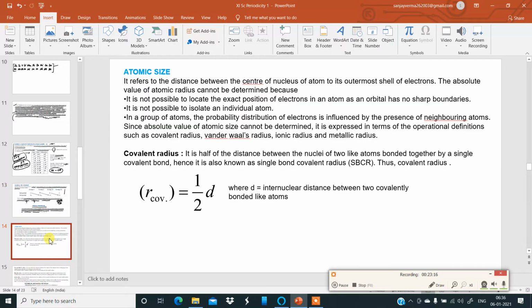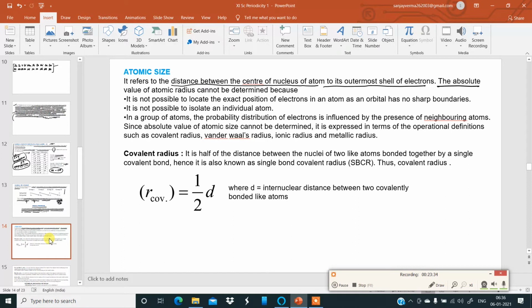Now, the first periodic property is atomic size. Now, when I talk about atomic size, my dear students, it refers to the distance between the center of the nucleus of an atom to its outermost shell of electrons.